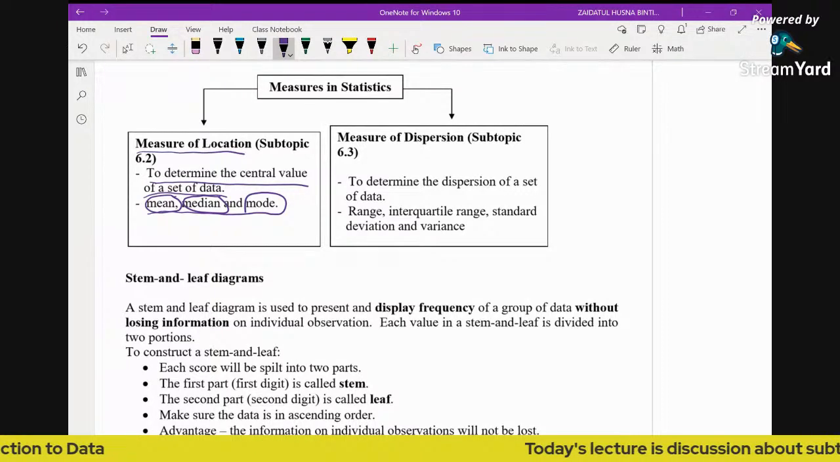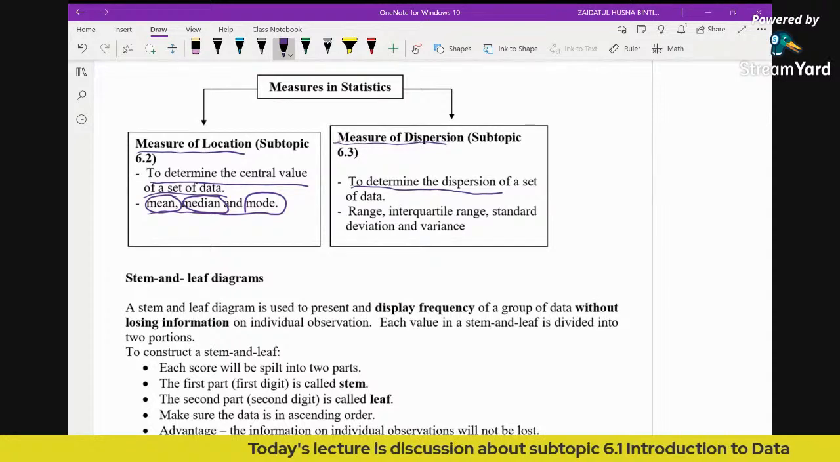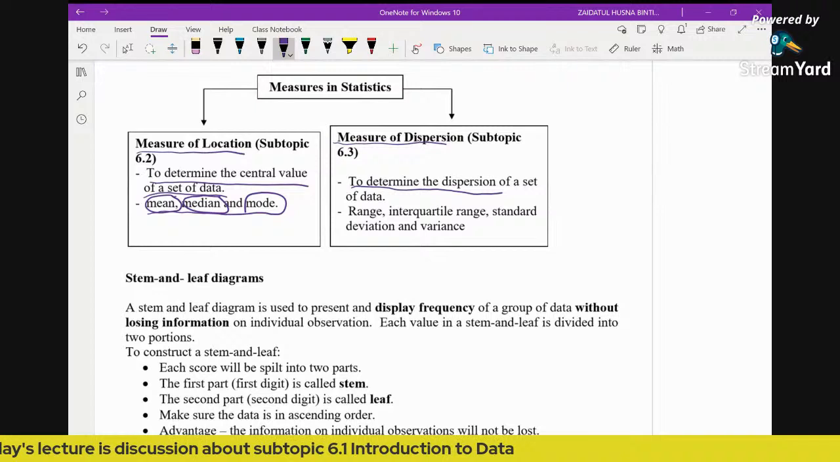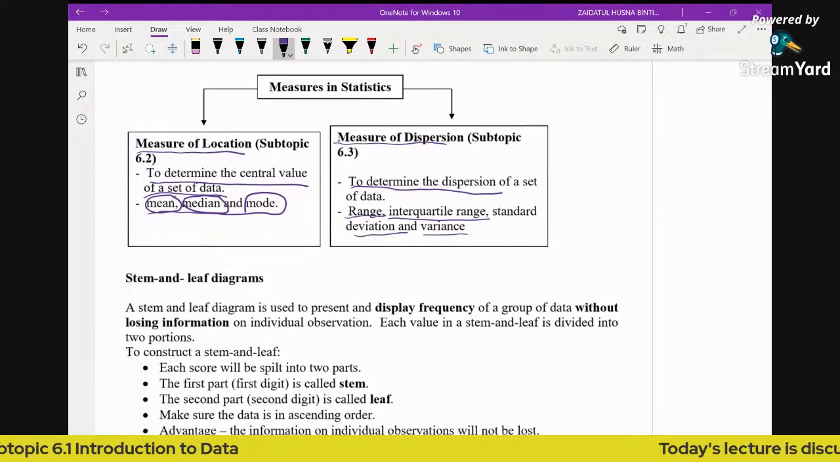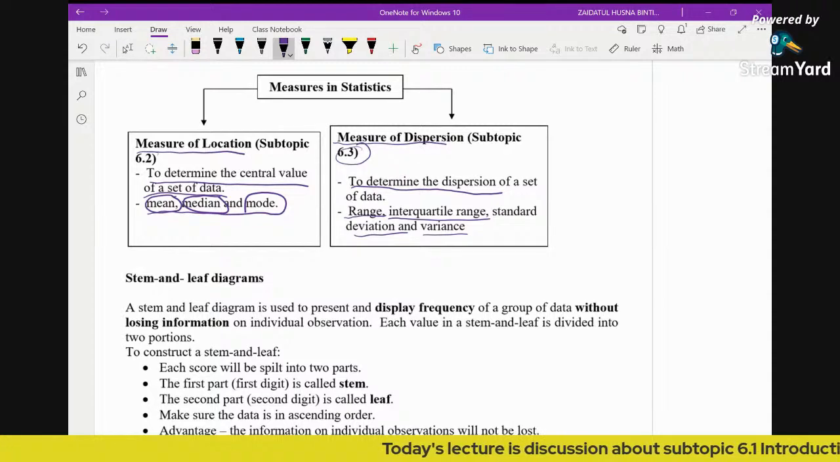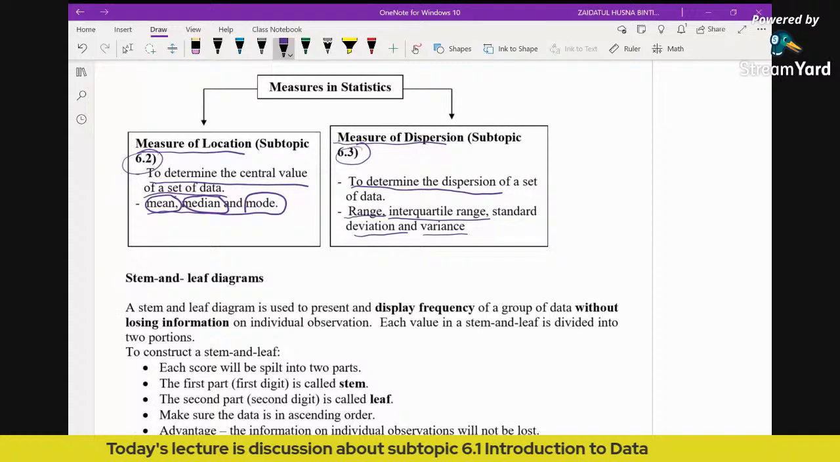While measures of dispersion are used to determine the dispersion of a set of data, for example range, interquartile range, standard deviation, and variance. This will be discussed in subtopic 6.3, and measures of location will be discussed in subtopic 6.2.